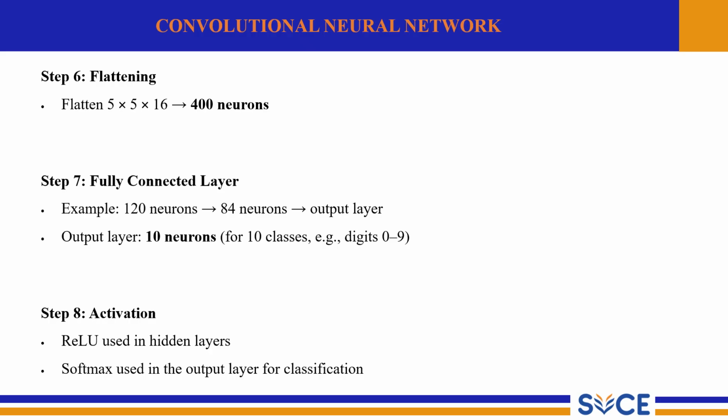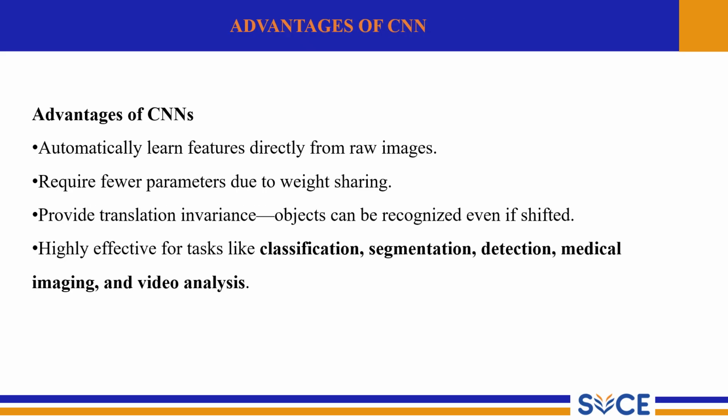So by combining convolution, pooling, flattening, fully connected layers and activation functions, this simple CNN can take a 32 by 32 RGB image and classify it into one of 10 categories efficiently. Advantages of convolutional neural networks. CNNs have several powerful advantages that make them ideal for image and video tasks.